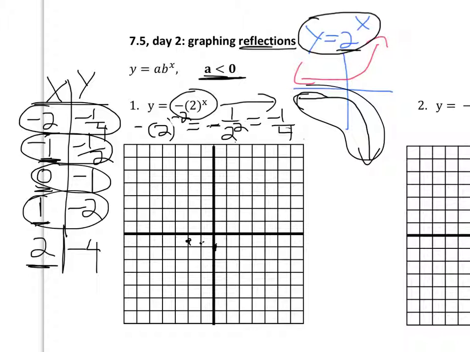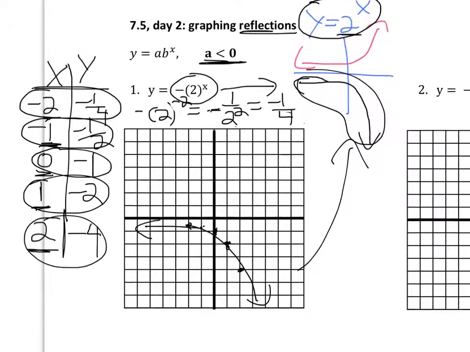Okay, 1, negative 2, you go to the right 1, down 2. That's 1, negative 2 right there. And then 2, negative 4, I go to the right 2, down 4, so we're right here. So you connect it, that's our curve. To the left it levels off, to the right it decreases exponentially. And if you look, it looks exactly like if I flip the original 2 to the x.